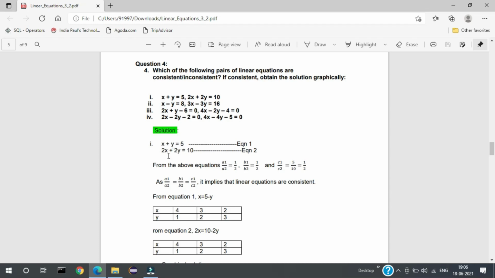First one, x plus y equals 5 and 2x plus 2y equals 10. From the above equations, a1 by a2 equals 1 by 2, b1 by b2 equals 1 by 2, and c1 by c2 equals 1 by 2. As a1 by a2 equals b1 by b2 equals c1 by c2, it implies that the linear equations are consistent. So these two linear equations are consistent, hence we need to get the solution by using the graphical method.